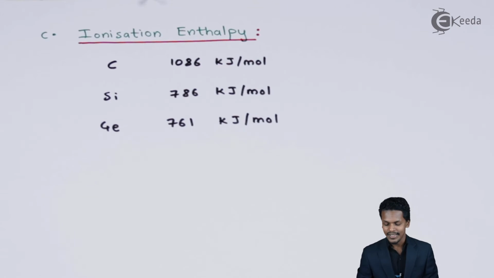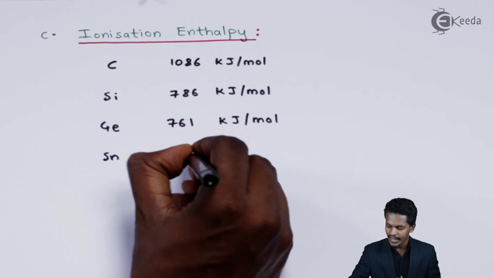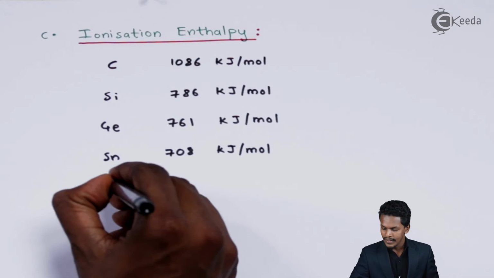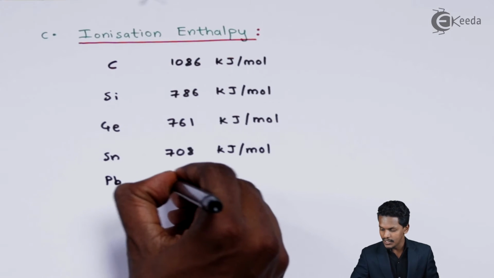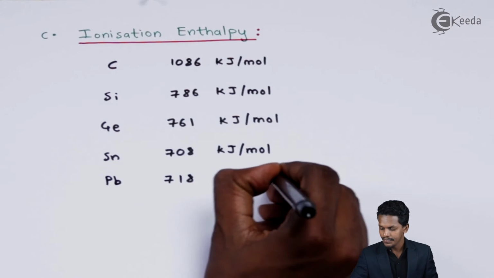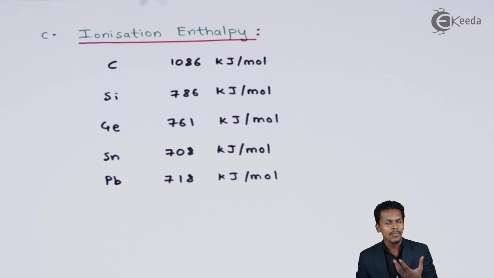And now let us move on to the next one, that is tin, which has been found to be 708 kilojoule per mole. Now talking about lead, the ionization enthalpy has been found to be 718 kilojoule per mole. So here you could see that there is a decrease in the ionization enthalpy. That means less energy is required to remove the outermost electron. This is because we know the atomic size goes on increasing, and that's the reason the energy required to remove the outermost electron is very little.